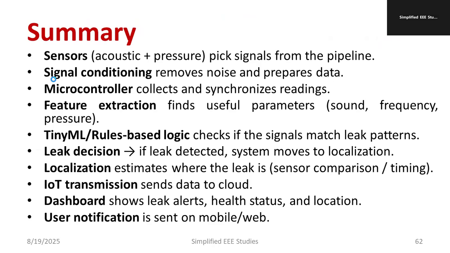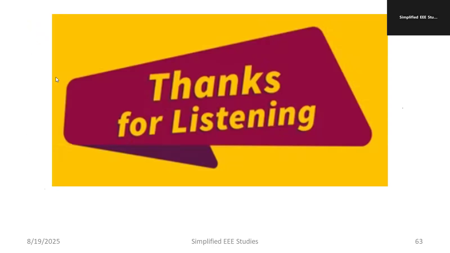IoT transmission sends the data to the cloud. The dashboard shows the leak alert, health status, and localization. So someone will understand that a leak has happened immediately, and they will turn off the pump. In a standard manner, you can also automate that. Then user notifications are sent to mobile or web applications.